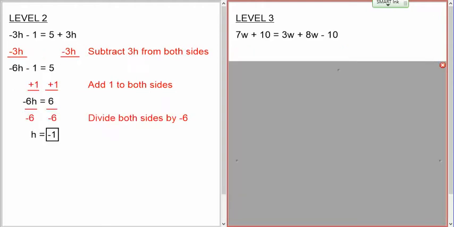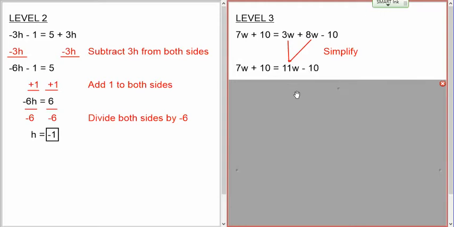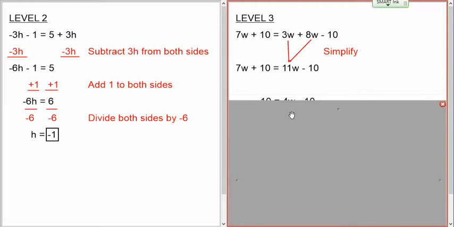Next up, I'm going to solve this level 3 question. This has variables on both sides. It also has this added step right here that I need to simplify: the 3w and 8w can be combined together to make 11w.